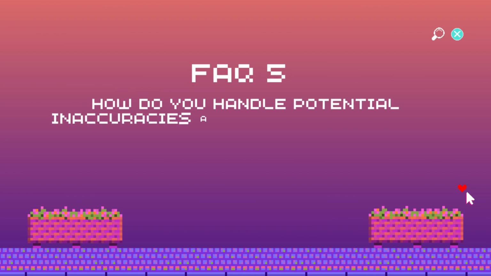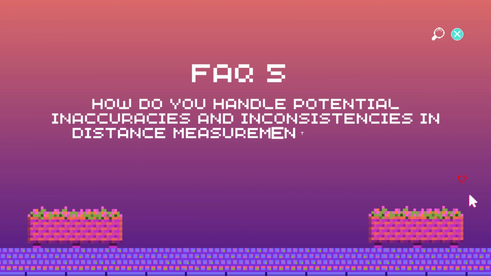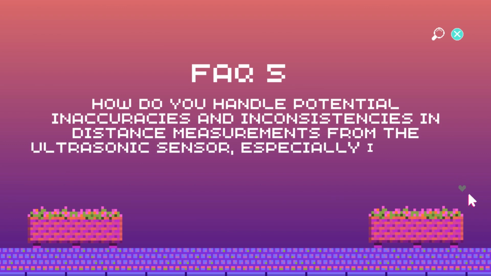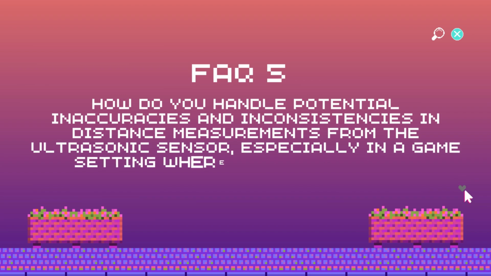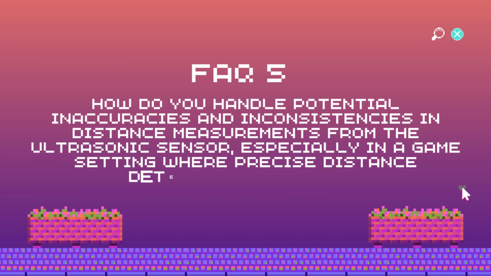For the last question, how do you handle potential inaccuracies and inconsistencies in distance measurement from the ultrasonic sensor, especially in a game setting where precise distance detection is crucial? So, the answer is that handling inaccuracies and inconsistencies in distance measurements from an ultrasonic sensor involves several strategies.